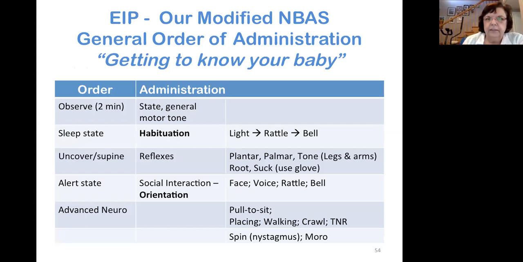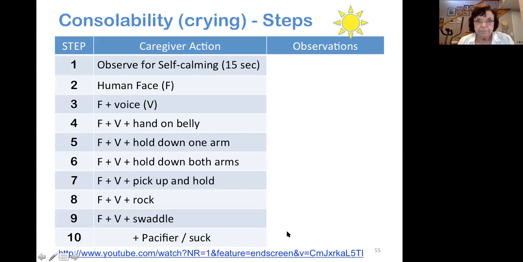So we modified it by observing just the general state, tone, and how the baby habituated to light, rattle, and bell. What were some of their reflexes? How did they orient, some of the social interaction to face, voice, rattle, and the bell? And they then did some advanced neuro testing of pull to sit, placing reflex, walking, crawl, tonic neck reflex, spin, nystagmus, and the Moro response, which is kind of like the startle.